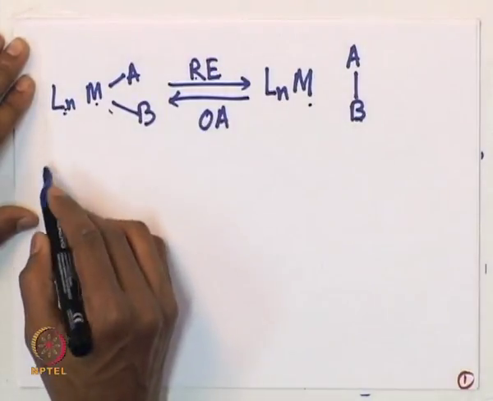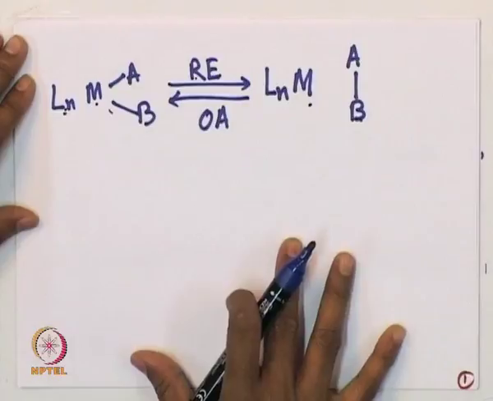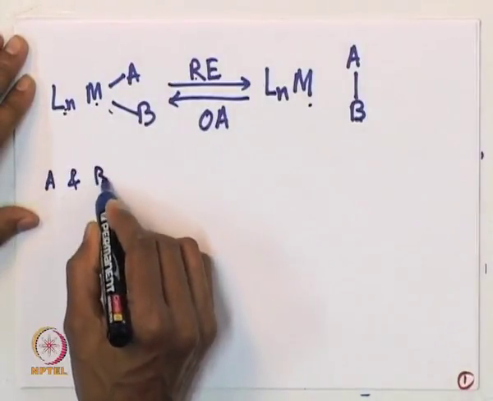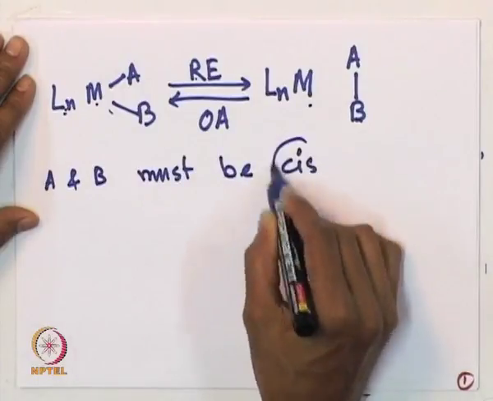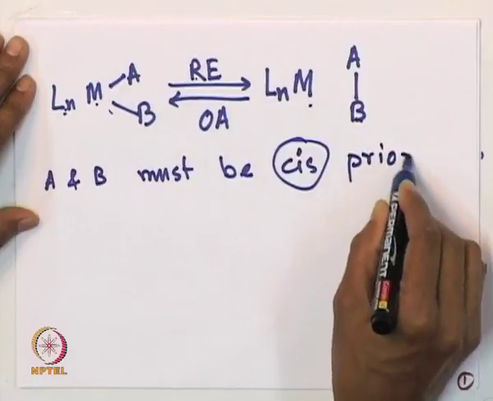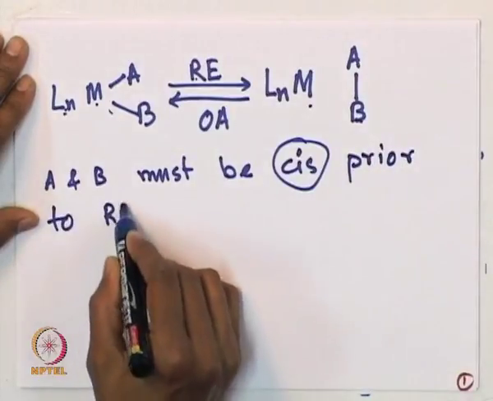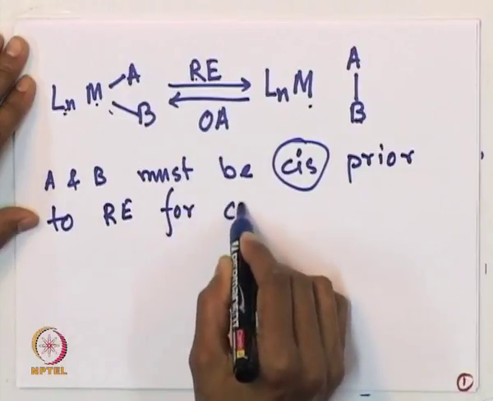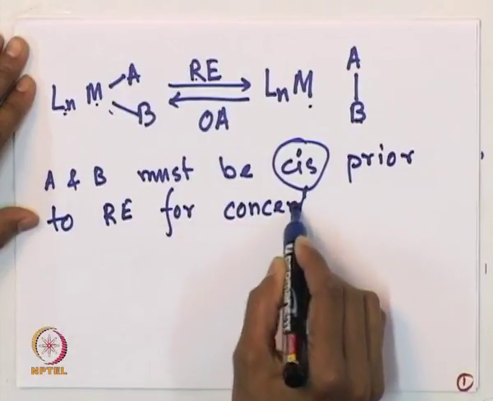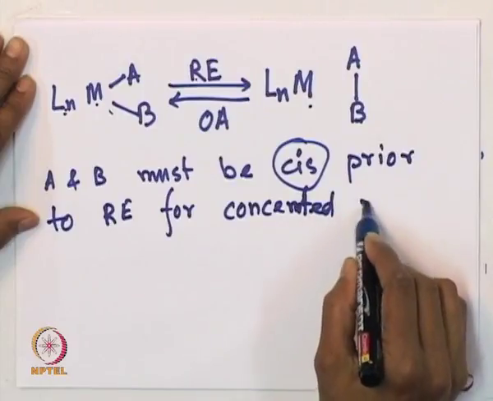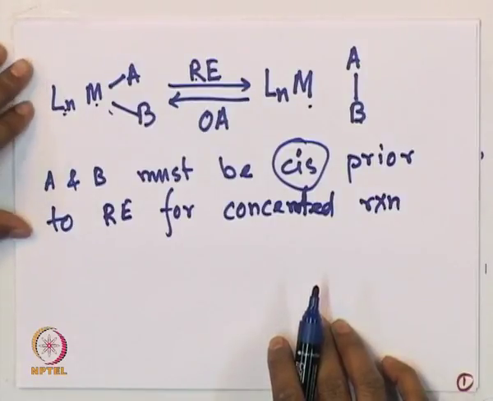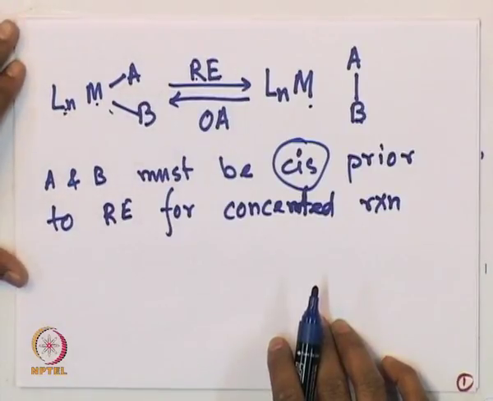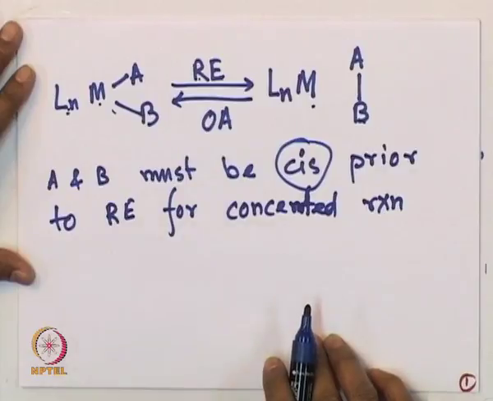One of the requirements for this reductive elimination simply is that A and B must be cis to each other prior to reductive elimination for a concerted reaction. You have seen in oxidative addition we have three different mechanisms: concerted, radical and SN2 mechanism. But over here you need to have A and B in cis conformation before they can reductively eliminate.